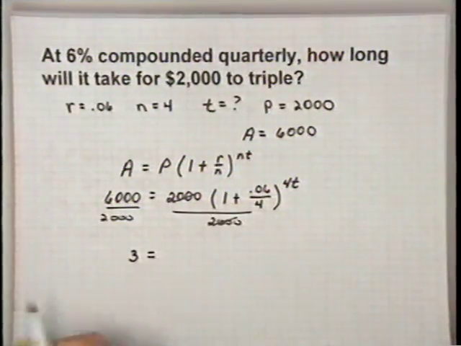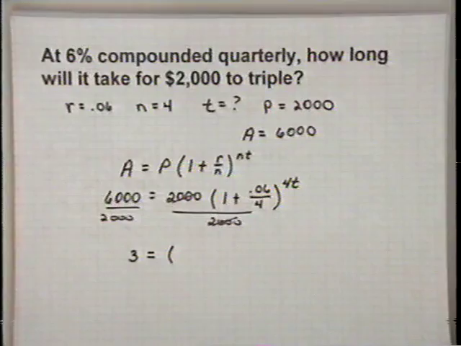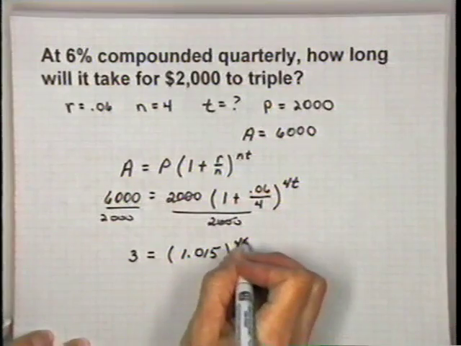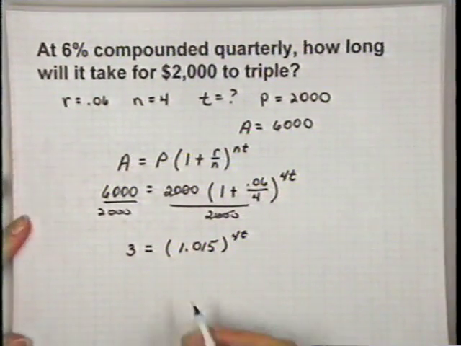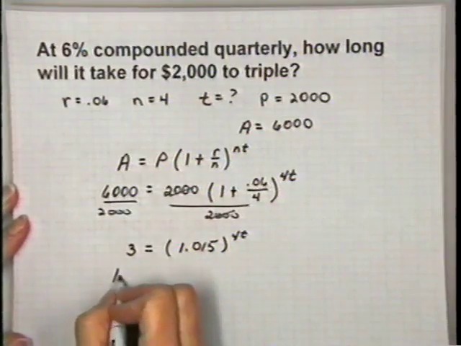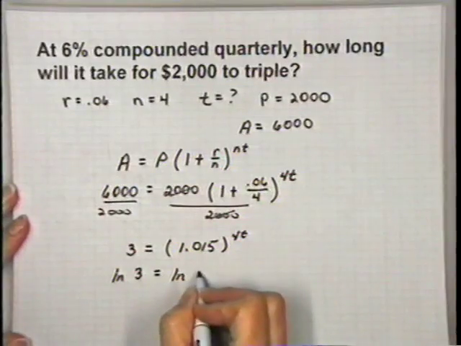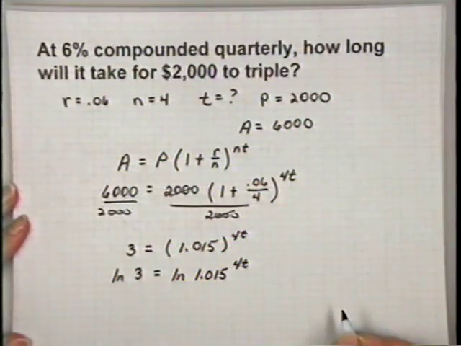So I have 3 equals. And while I'm here, I'm going to go ahead with my calculator and do this part. So I'm going to do 1 plus 0.06 divided by 4. That number is 1.015, and that's to the 4t power. Now, do you remember how we used logarithms in that last lesson? We're going to take the natural logarithm on both sides. The natural log of 3 is equal to the natural log of 1.015 to the 4t power.